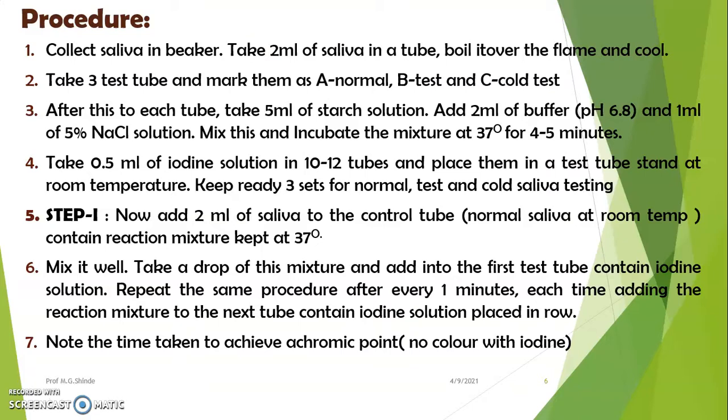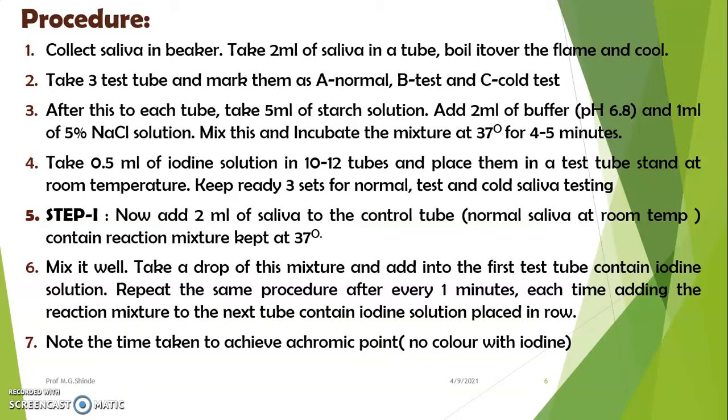Take 5 ml of starch solution, add 2 ml of buffer pH 6.8 and 1 ml of 5% sodium chloride solution. Mix this and incubate the mixture at 37 degrees for 4 to 5 minutes. Take 0.5 ml of iodine solution in 10 to 12 tubes and place them in a test tube stand at room temperature. Keep ready 3 sets for normal, hot and cold saliva testing.